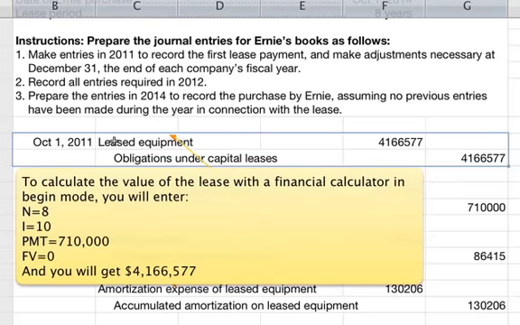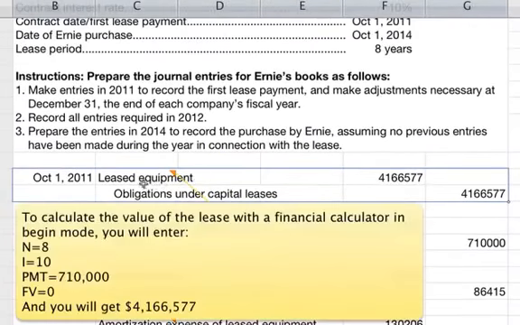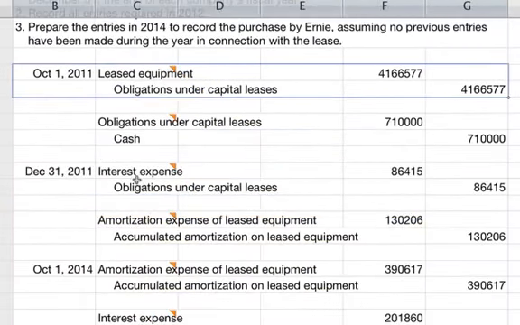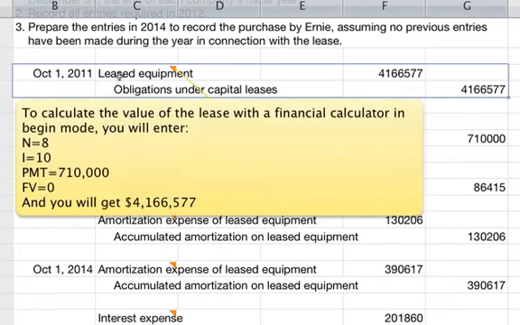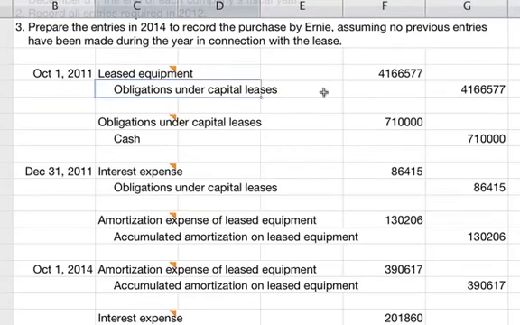You have 8 payment periods, and that was specified right here. Your interest rate is 10%. Your payment is $710,000. Your future value is 0. There was no residual value, and when you compute the present value, it's $4,166,577, and we credit that amount to obligations under capital leases.